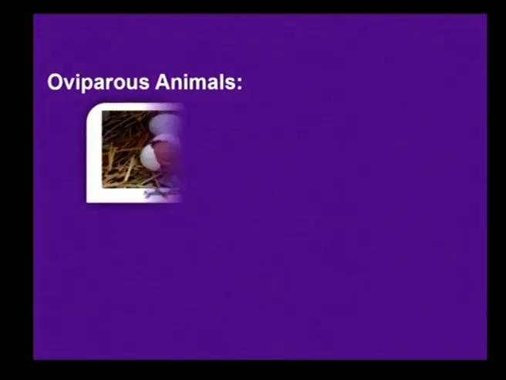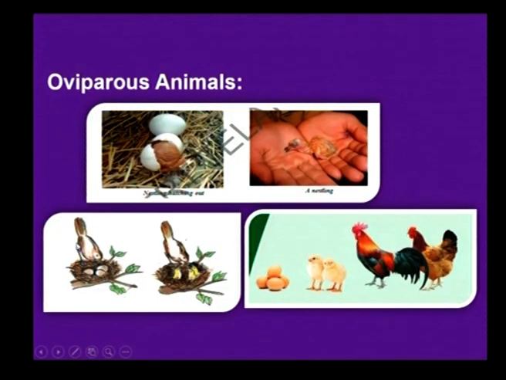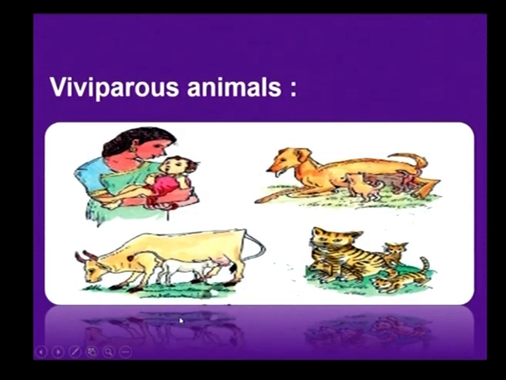Some animals lay eggs, incubate them and grow up the young ones. They are called oviparous animals. Usually birds lay eggs, lizards, snakes, fishes lay eggs. So some animals lay eggs. They are called oviparous animals. Viviparous animals are the animals which give birth to young ones. Human beings, dogs, cats, cows are examples for viviparous animals.